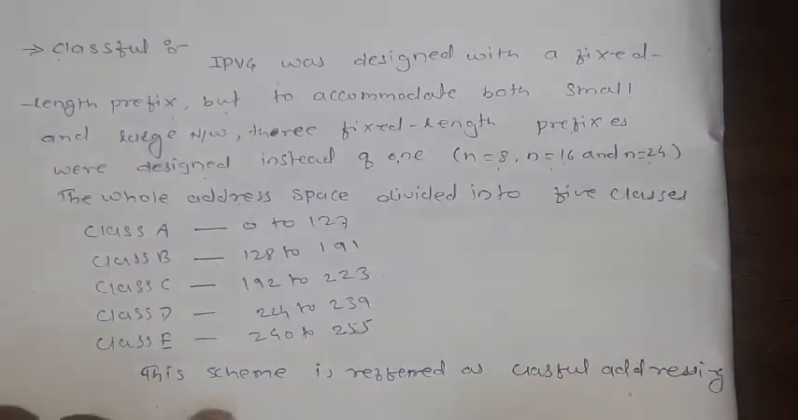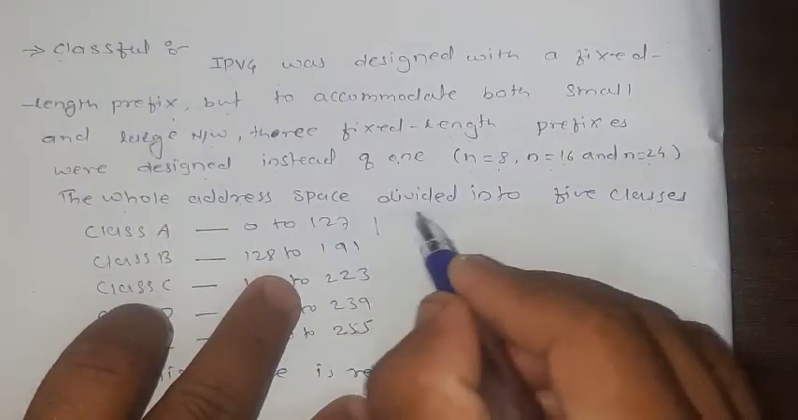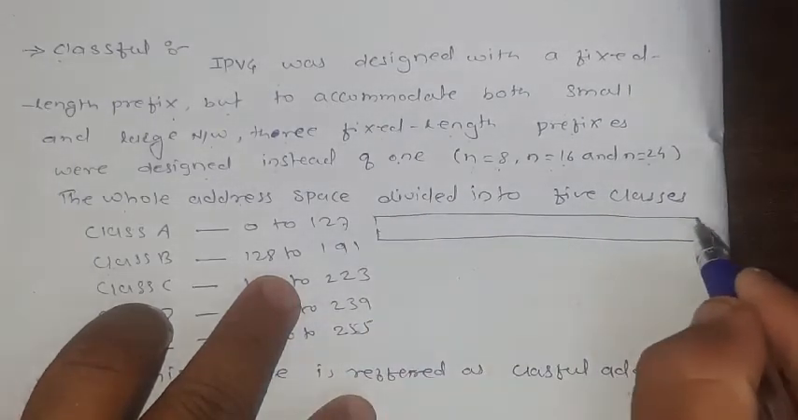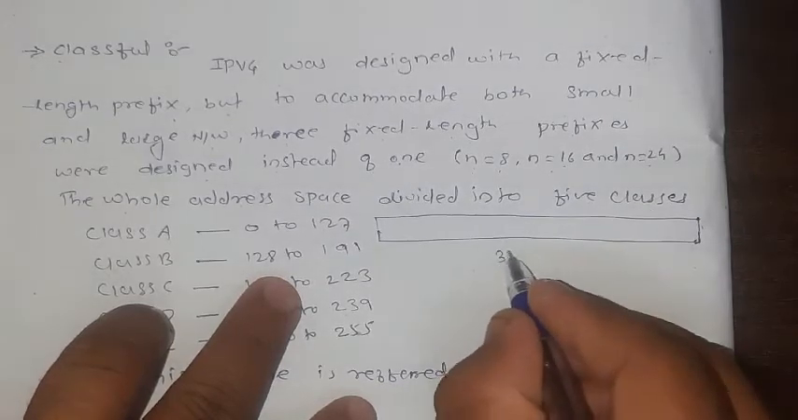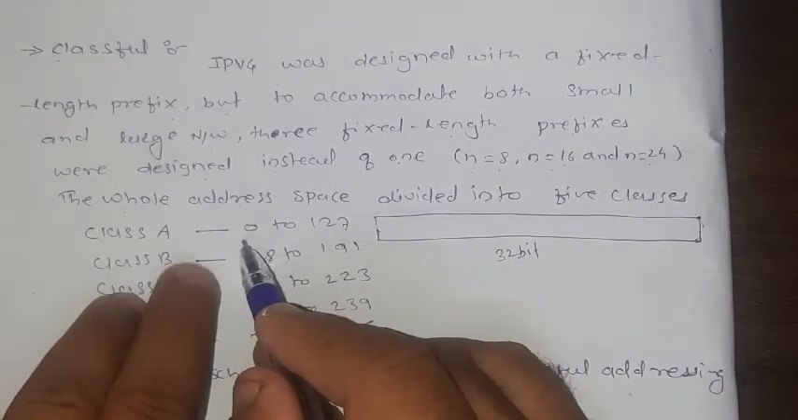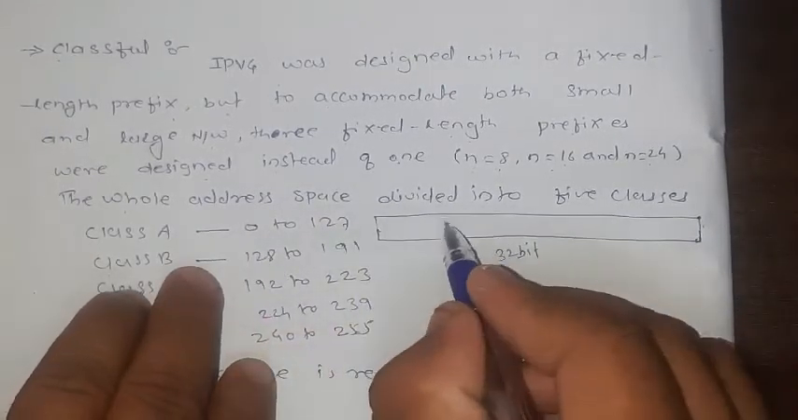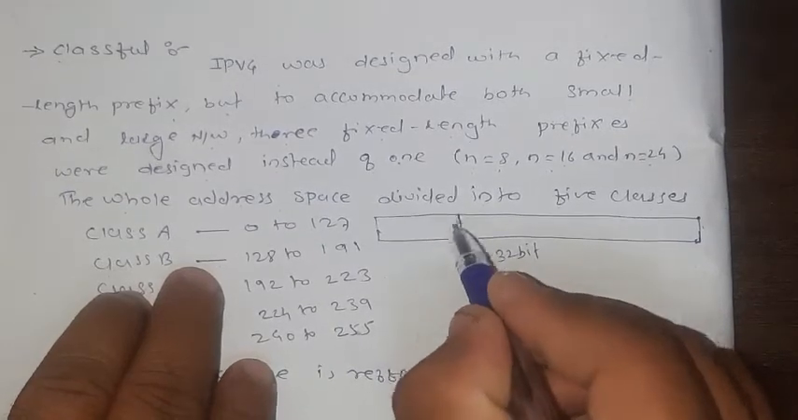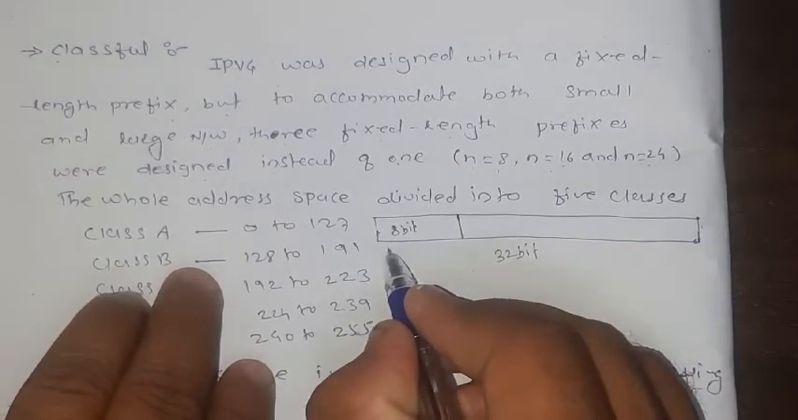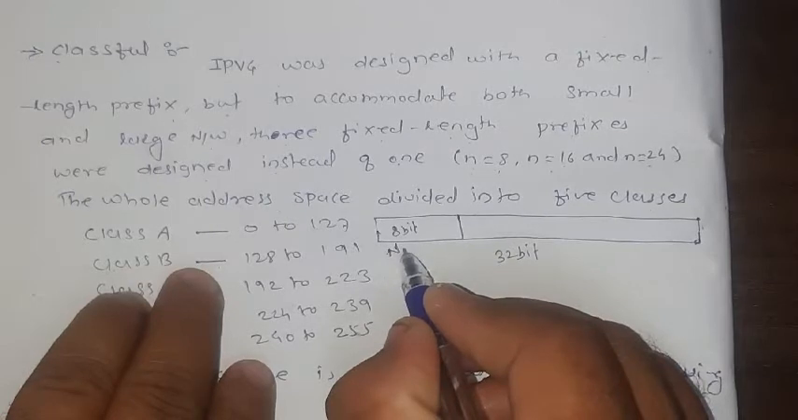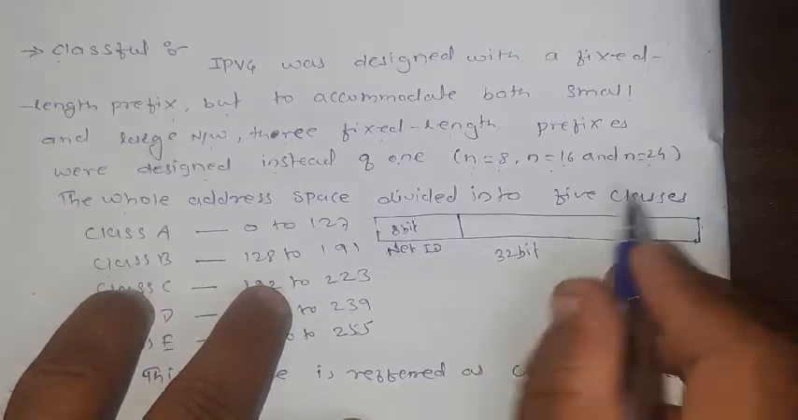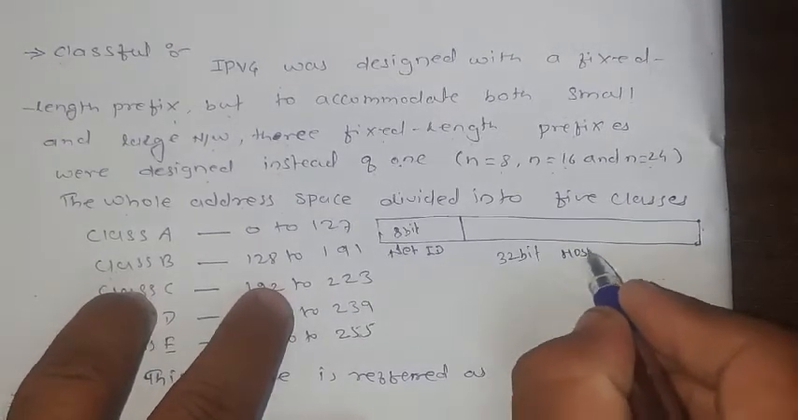We know very well that IPv4 addresses are 32-bit addresses. Here in class A, the first 8 bits are reserved for net ID, and the remaining 24 bits for host ID.